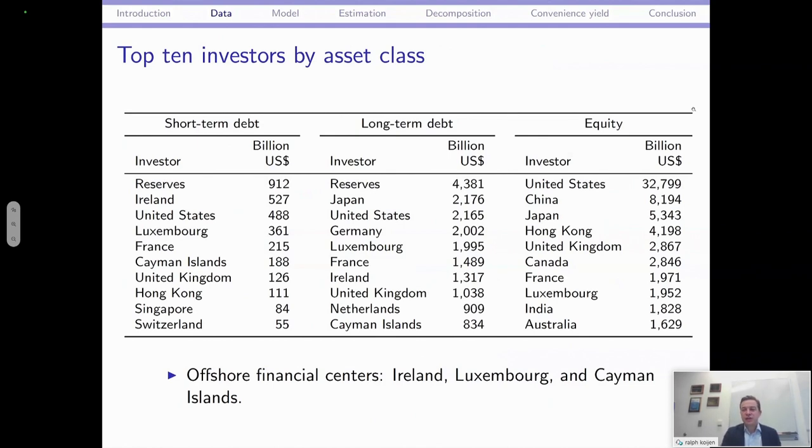Okay, so let me first give you a feeling for what the data looks like. What you see over here are the top 10 investors by asset class. The first column is for short-term debt, the middle column for long-term debt, and the column to the right is for equity. And there are three important observations about this table.